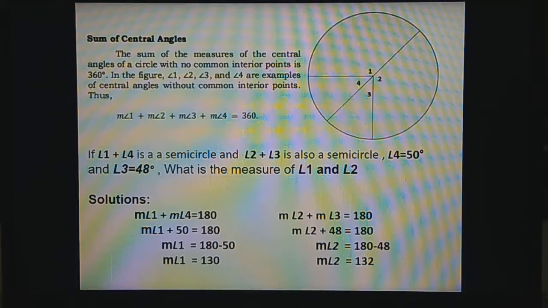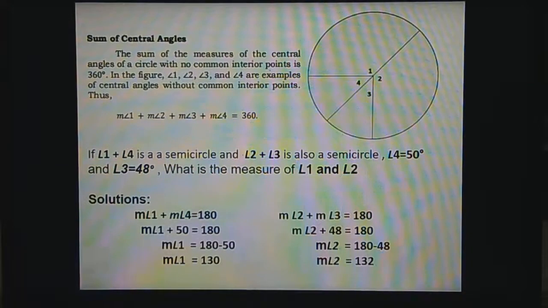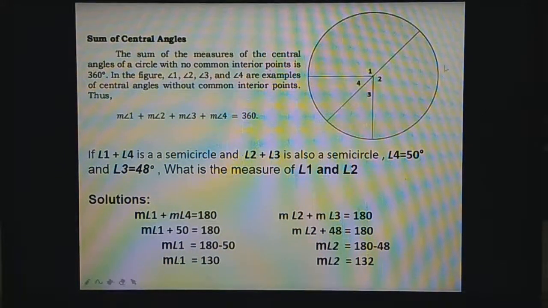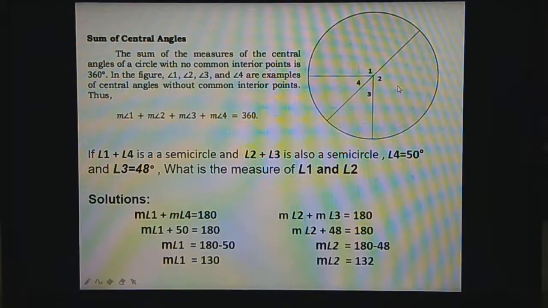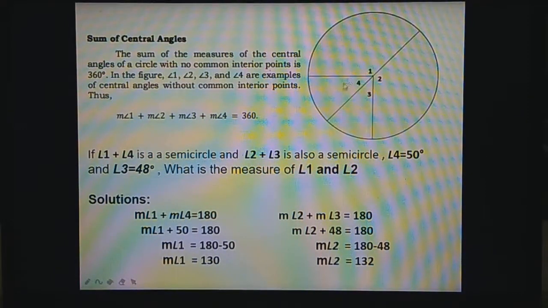Meaning, in the illustration, angle 1 plus angle 2 plus angle 3 plus angle 4 is equal to 360. Makes up a complete circle. So, if angle 1 and angle 4 form a semicircle, ibig sabihin diameter ito. Then, angle 2 plus angle 3, if we add, semicircle siya. Let's say angle 4 is 50 and angle 3 is 48. What is the measure of angle 1 and what is the measure of angle 2?